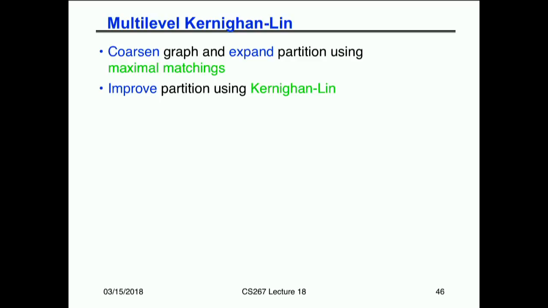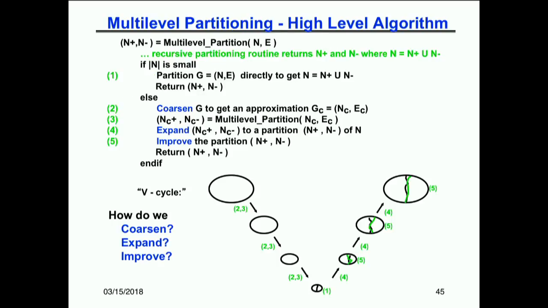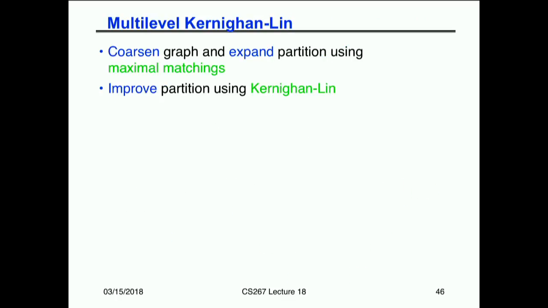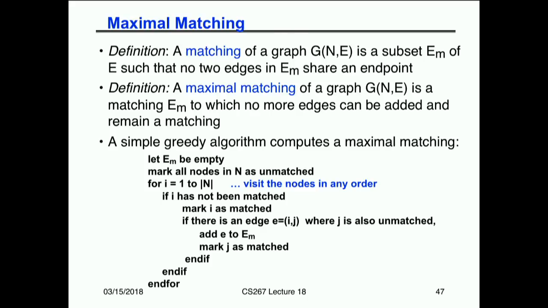Okay, so there are different ways to do coarsening, and I don't have time to explain all of them, but I'll describe one of them. One of them uses maximal matching. You're given a graph, and I'm going to talk a little bit about matchings in graph algorithms. So what is a matching? You're given a graph. A matching is a subset of edges such that endpoints do not intersect.